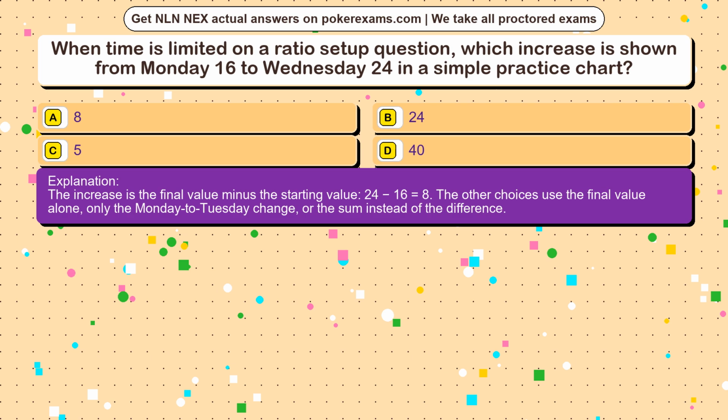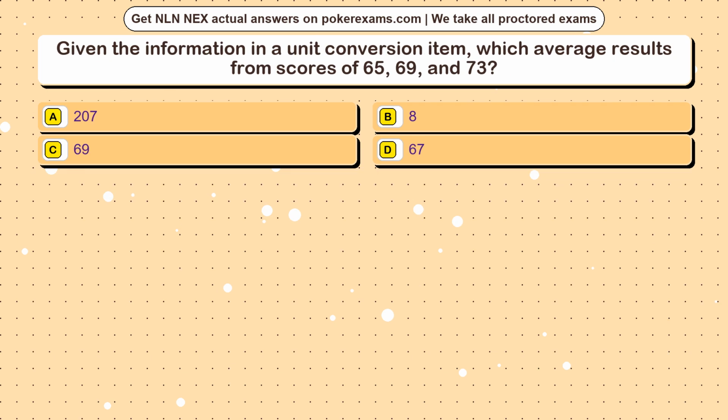Question 6. Given the information in a unit conversion item, which average results from scores of 65, 69, and 73? Option A, 207. Option B, 8. Option C, 69. Option D, 67.